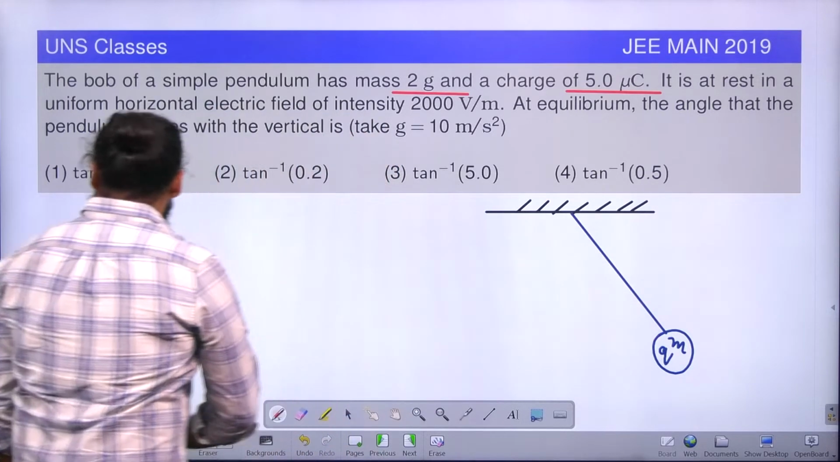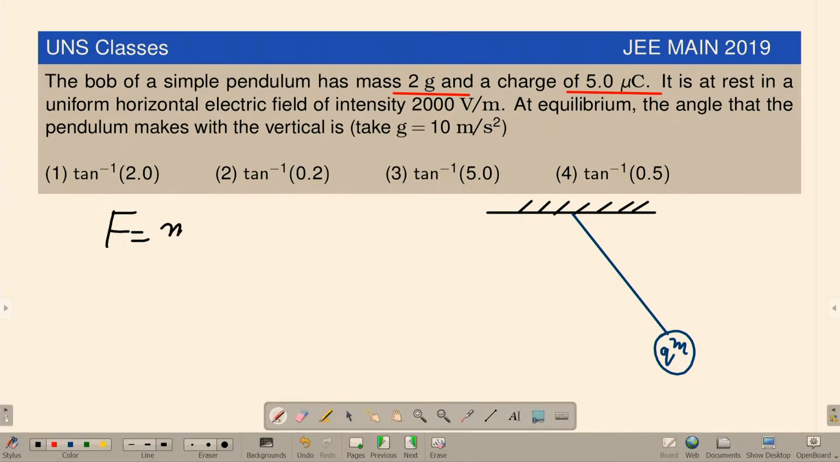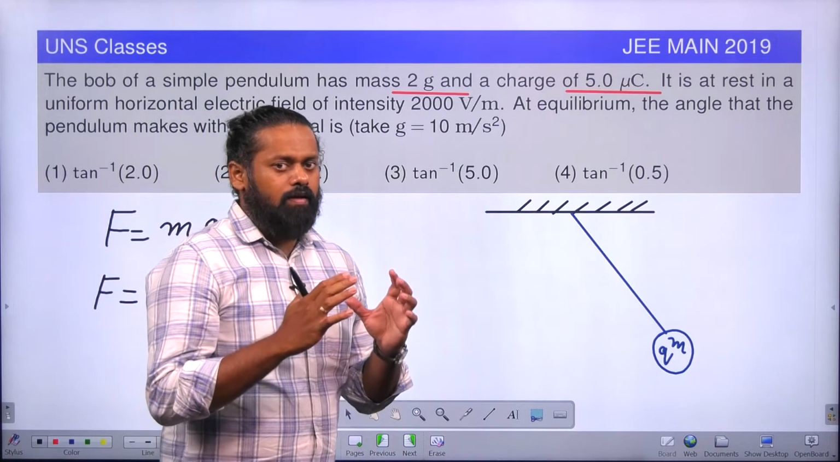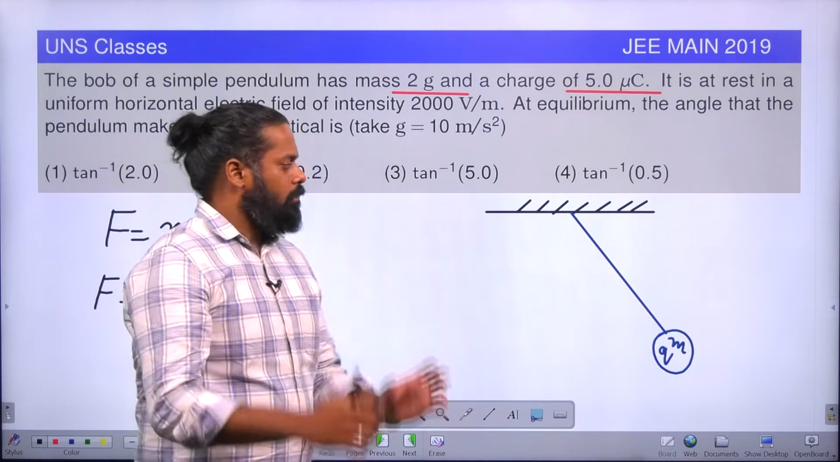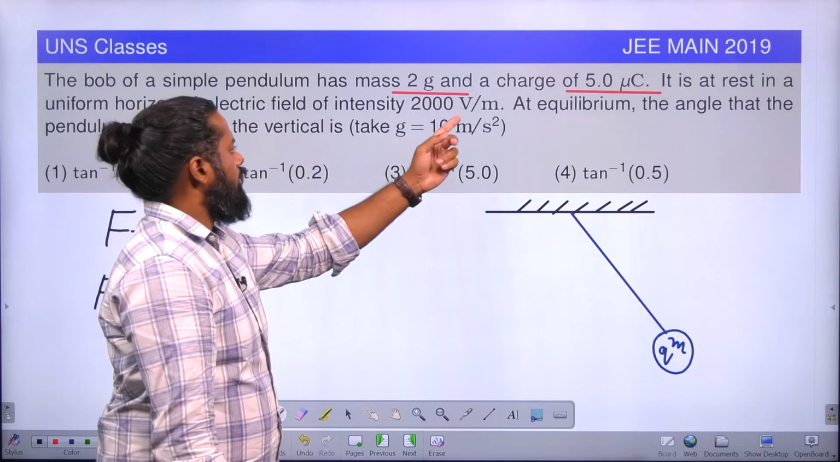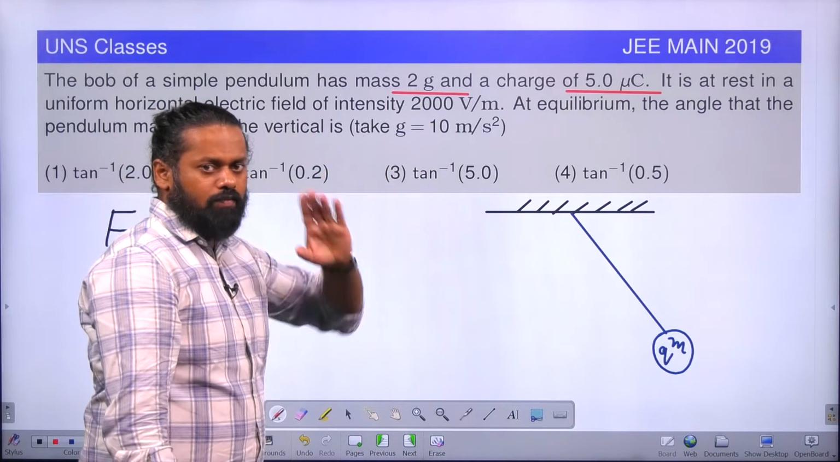So you know that the gravitational force F is equal to mg, mass multiplied by the gravitational field intensity, or g we can say. In the case of electrostatic force, when you keep a charged particle in an electric field, F is equal to Q multiplied by E, a QE force will be acting. Here it is given that a uniform horizontal electric field of 2000 volt per meter is there.